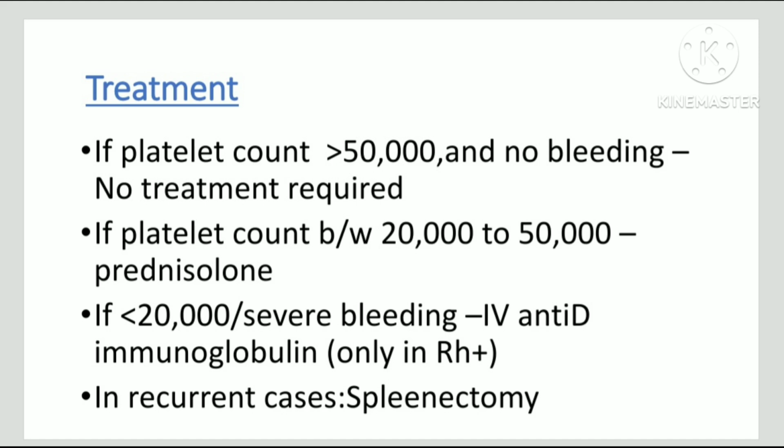So next, the other way the question can be asked is they can give you a case scenario, and based upon the hints they have given, you have come to the conclusion that it is an ITP. Then they will ask you, the platelet count is some 30,000. What will be the answer? It is IV prednisolone. The question says some 15,000. What will be your answer? It is IV immunoglobulins. The question mentions the treatment has been given and the case has recurred. What will be your answer? In the options, you have to choose splenectomy if it is present.